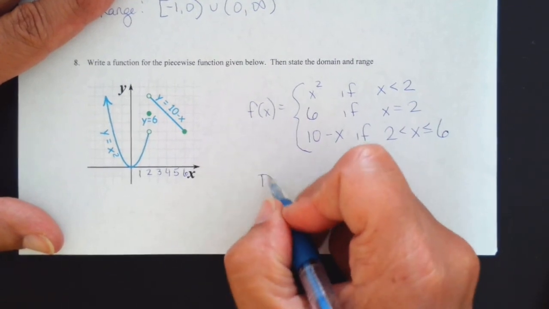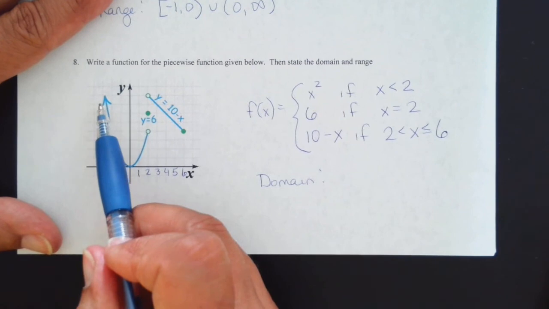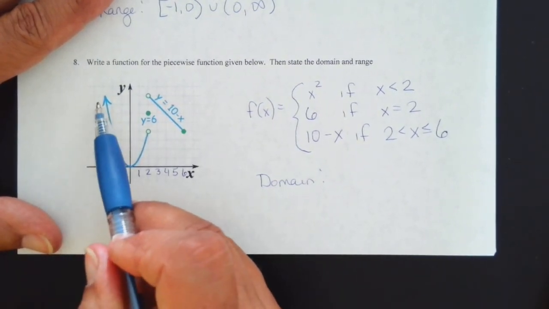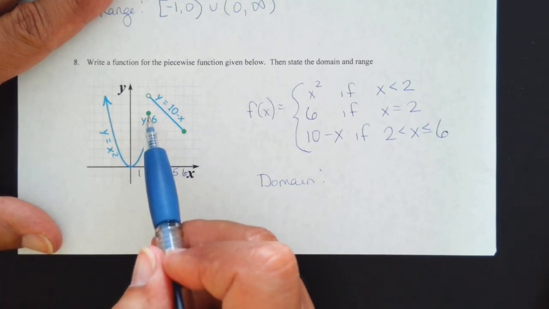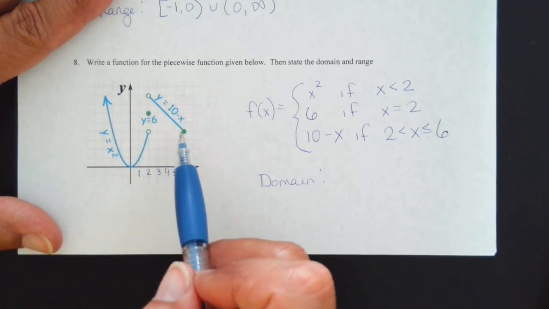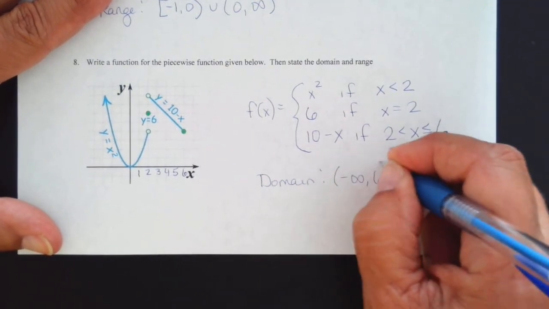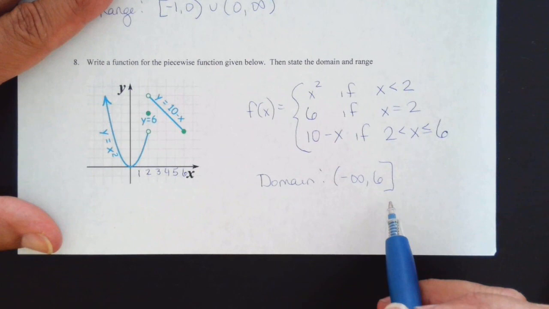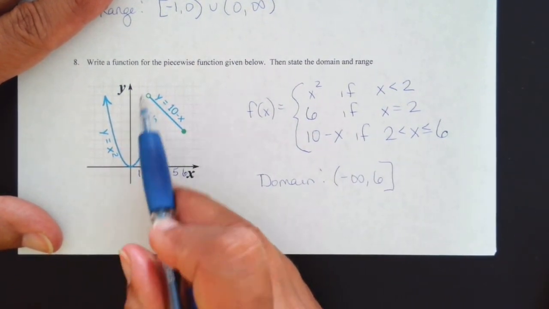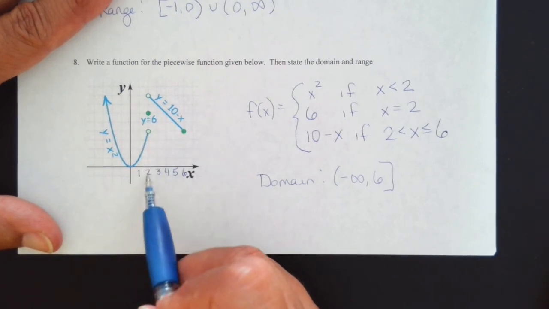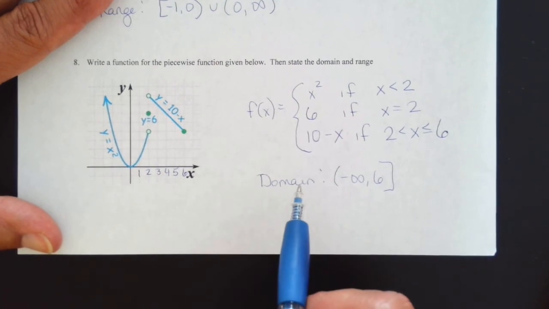Now the domain, again, that arrow means I'm going to -infinity for the x value, and I'm going to go all the way. I'm not stopping at 2 because I'm using 2, and I'm using all the numbers till I get to 6. So the domain would go from negative infinity to 6, and I would include 6. Okay. I don't have to stop at 2. Some of you would stop at 2 and then keep going at 2, but you're using 2, right? That's the point, 2, 6. So you are using x equals 2, so you don't need to stop at 2.